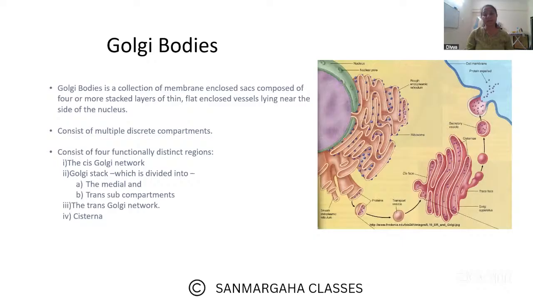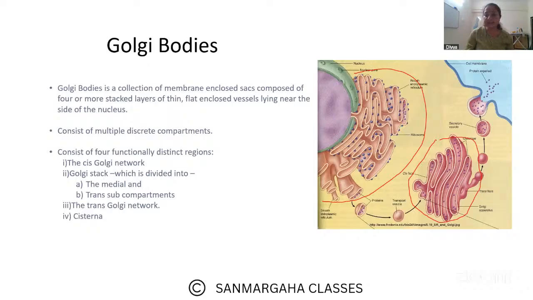Okay, so next coming to the Golgi bodies. We have discussed the endoplasmic reticulum. Next to the endoplasmic reticulum, you can see a similar structure, right? This is called Golgi bodies. These are also sac-like structures, thin layered structures. These also have vesicles, and it resides nearby the endoplasmic reticulum and the nucleus, right?